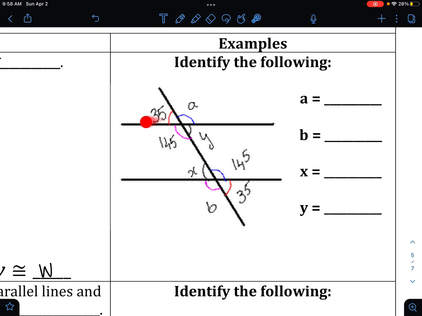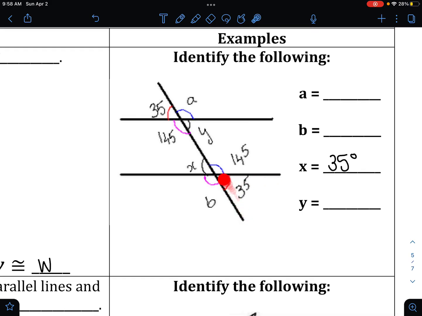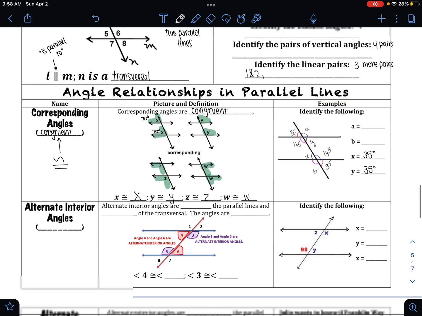So if this angle is 35 degrees, I know that angle X also has to be 35 degrees. If this angle is 35 degrees, the corresponding angle to that is going to be Y. So that's also going to be 35 degrees. And I'm going to let you figure out what A and B are.